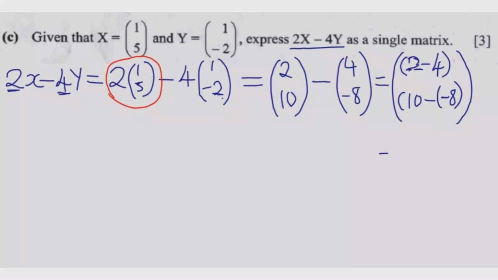Then we say equal to, then we evaluate. So we open the matrix, 2 minus 4 will give us negative 2. Then negative times negative 8 will give us positive. So down here we're going to have 10 plus 8, because negative times negative will give us positive. So we have 10 plus 8 will give us 18. And that is the final matrix. Now we have expressed 2x minus 4y as a single matrix.